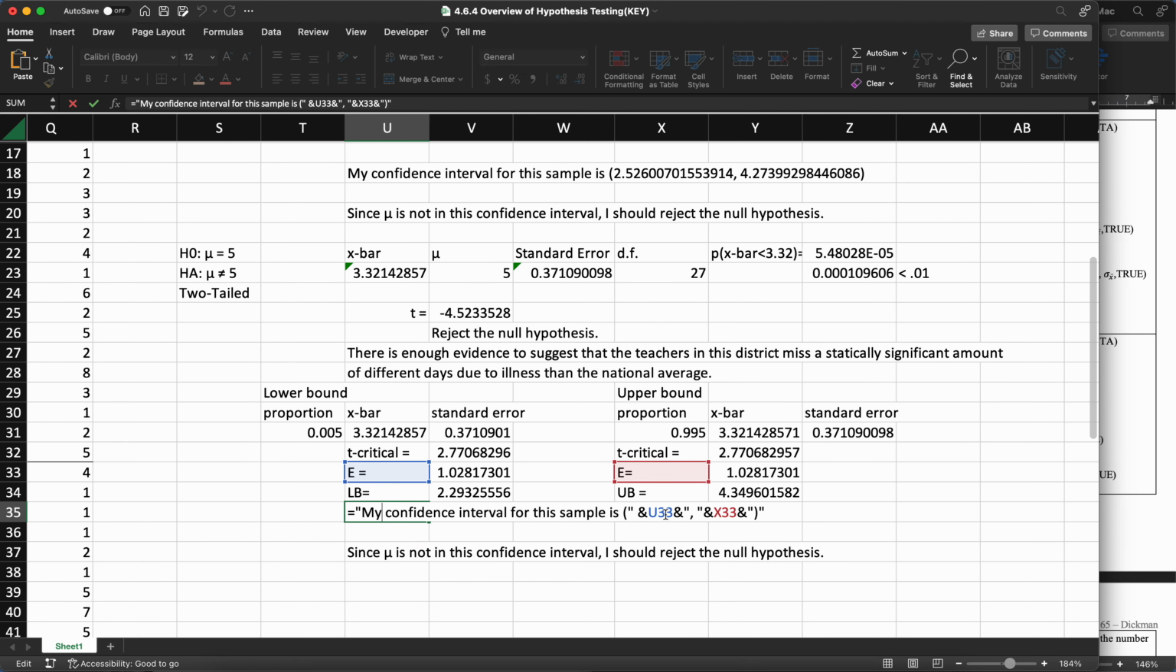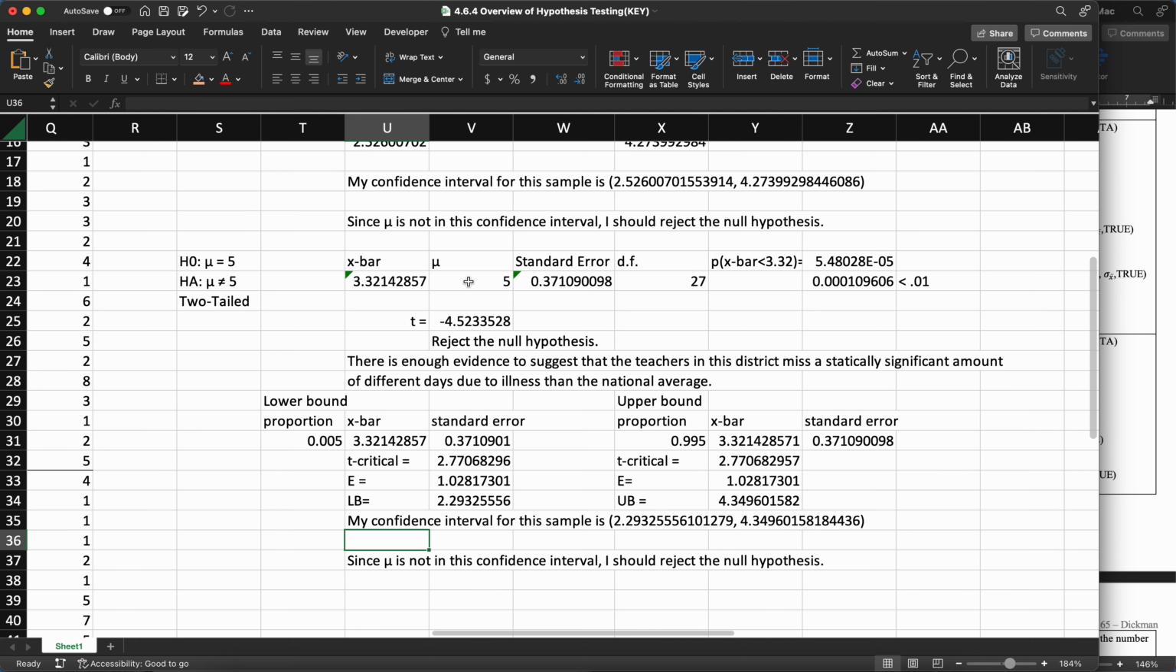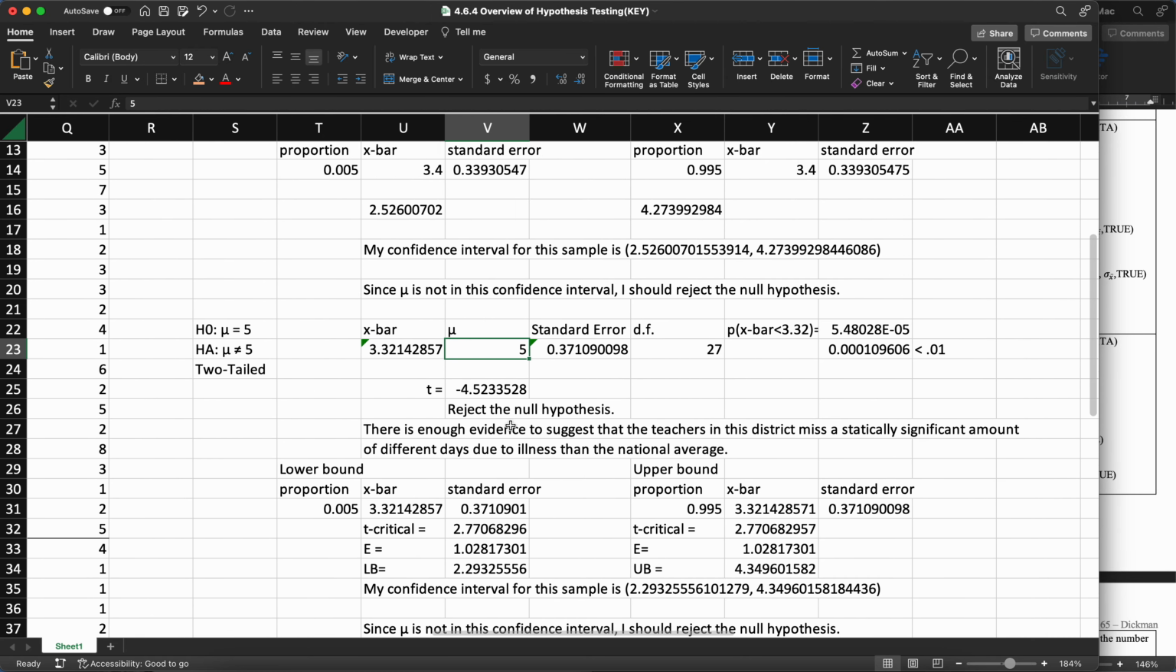And then you can see my data points have moved. But my confidence interval for this sample is from 2.293 to 4.3496. And since mu is not in that confidence interval, mu was 5, then I should reject the null hypothesis.